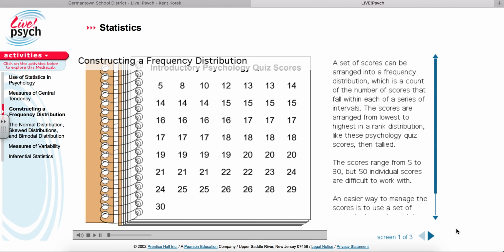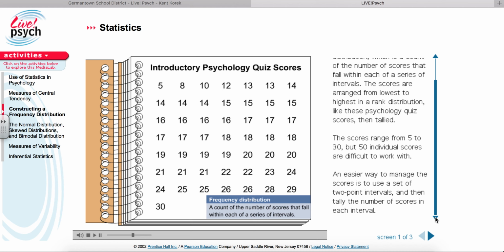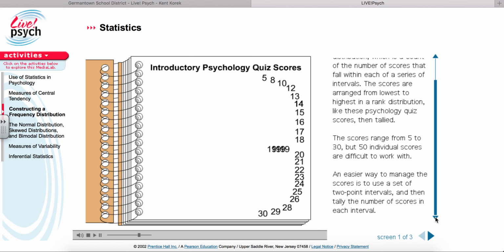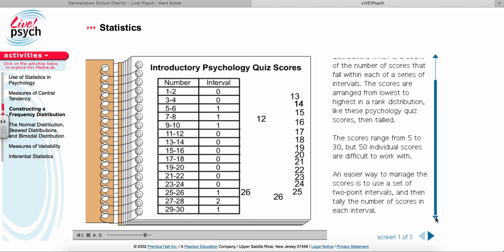A set of scores can be arranged into a frequency distribution, which is a count of the number of scores that fall within each of a series of intervals. The scores are arranged from lowest to highest in a rank distribution, like these psychology quiz scores, then tallied. The scores range from 5 to 30, but 50 individual scores are difficult to work with. An easier way to manage the scores is to use a set of 2-point intervals, and then tally the number of scores in each interval.